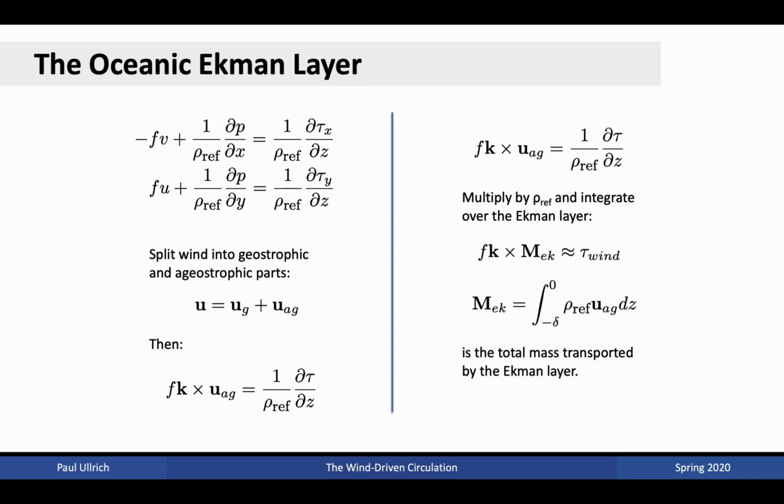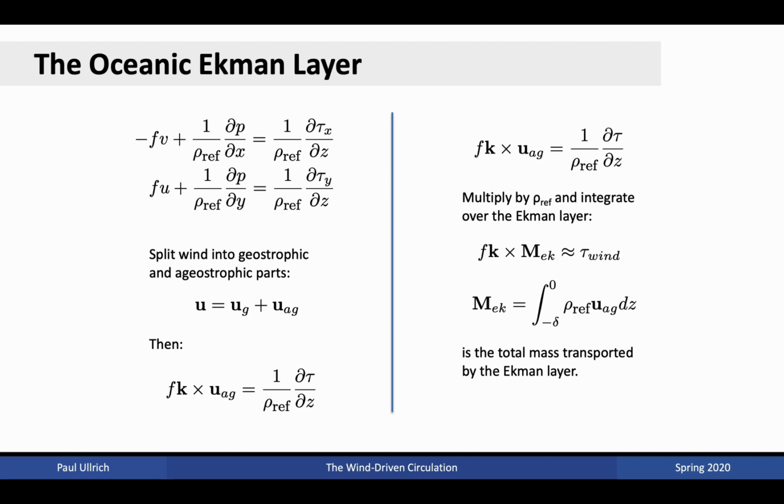Okay, let's delve into this formula in a little bit more detail and try to understand what is happening in the Ekman layer. As mentioned before, our two equations describing the motion of fluid within this Ekman layer are given in the top left here. Our first action is to split this wind into geostrophic and ageostrophic parts. Remember that the geostrophic component is associated with balance between Coriolis and pressure gradient forces, and the ageostrophic wind comes in as the additional wind on top of the geostrophic wind.